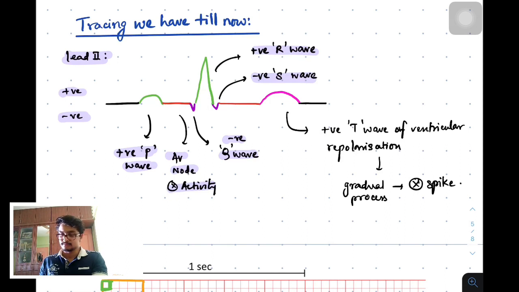Then there is a positive T wave of ventricular repolarization. Because the repolarization phase, as I mentioned earlier, is a very gradual phase, this wave is also a gradual wave.